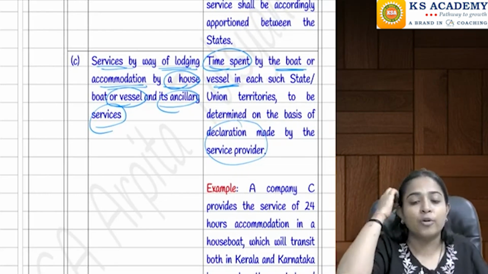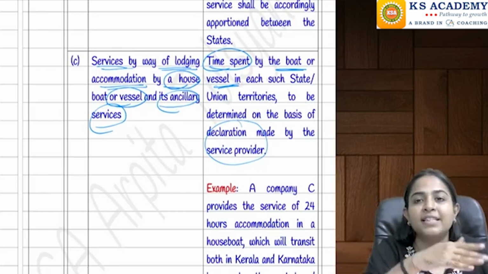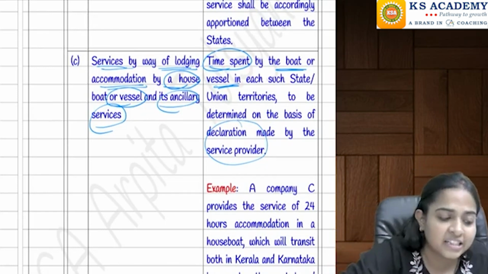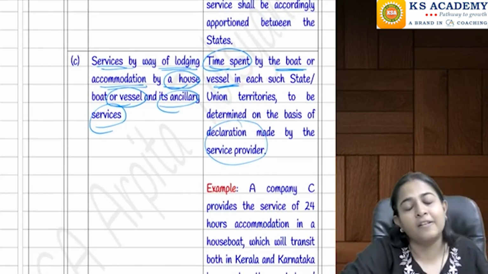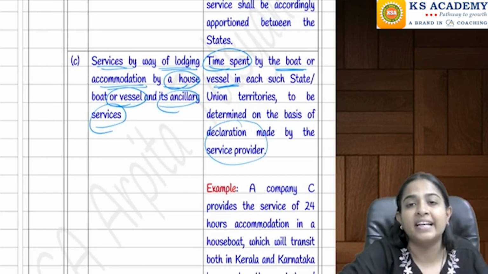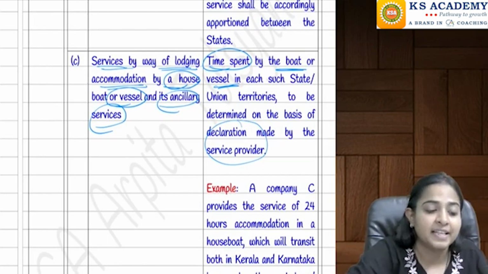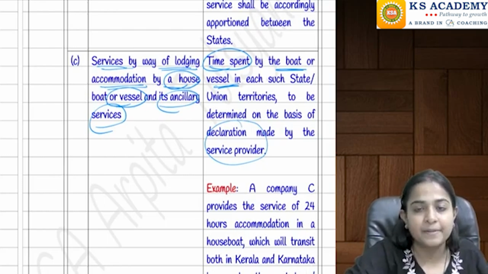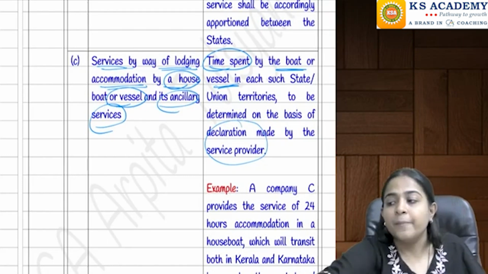Okay, so in that case, can I say sometime it is in one state's waters, another time it is in another state's waters? So the entire value will be divided in the ratio of time spent by the vessel in the respective states. Very clear with this? Okay.